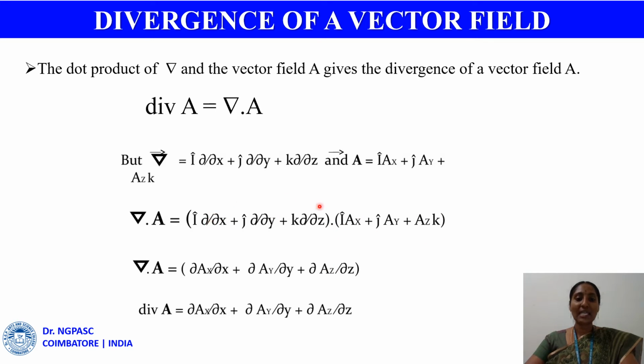Here i dot i is equal to 1, i dot j is 0, and i dot k is 0. So we multiply the dot product: dou Ax by dou x plus dou Ay by dou y plus dou Az by dou z. This is the value of div A. This we call the divergence.